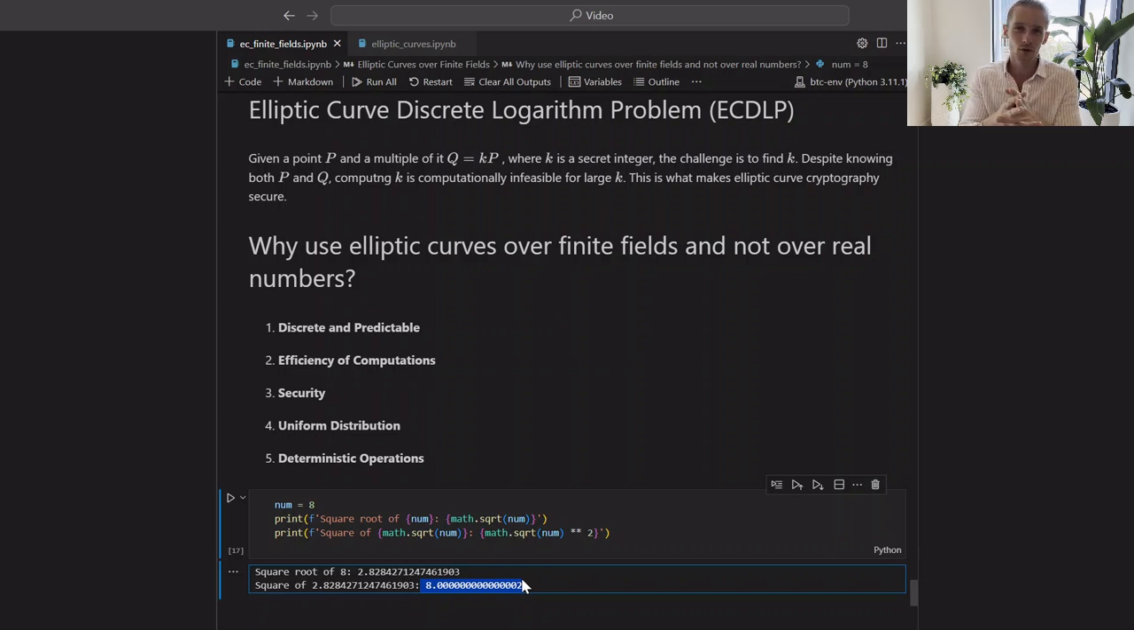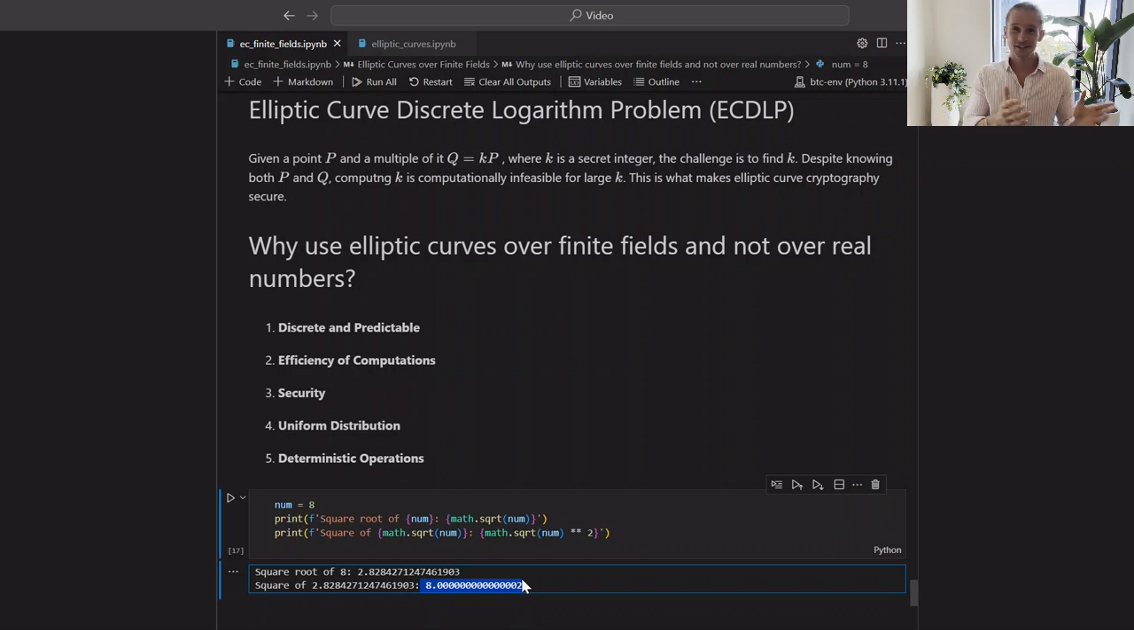And that's why we don't use any real numbers for the cryptography in Bitcoin, because it can just lead to these complications. And doing everything using integer values or finite field elements and modular arithmetic is way more discrete, predictable, and secure, and that's why we do that.